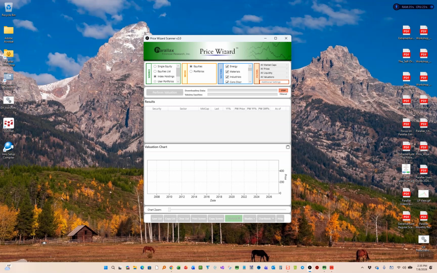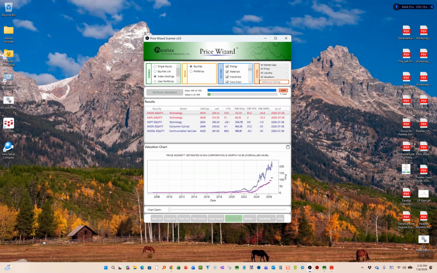It may already have downloaded it. There we go. Yeah, it was just downloading the 100 OEX stocks. So the first little inset chart we have here is NVIDIA, and you can see the valuations rising very quickly, which is a good sign.